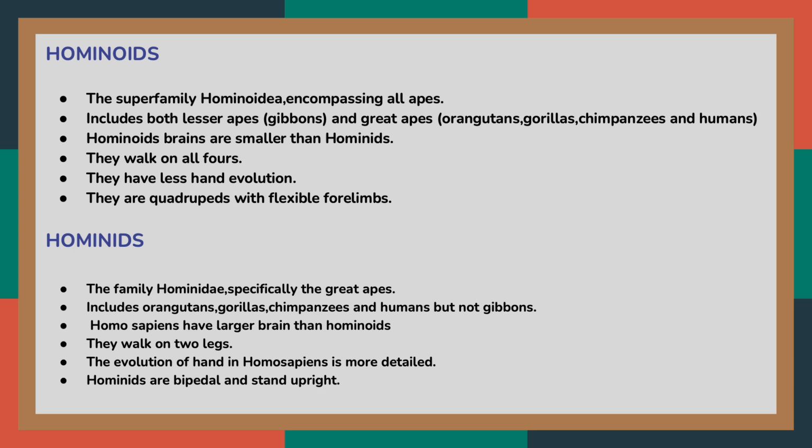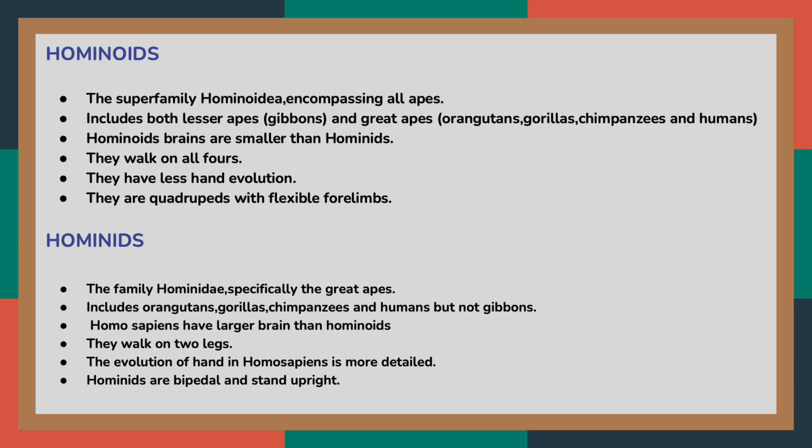Now let's find out the meaning of terms like hominoid, hominids, and hominin. First one is hominoid. The superfamily Hominoidea encompasses all apes. It includes both lesser apes and greater apes. Lesser apes like gibbons and great apes like orangutan, gorilla, chimpanzee and humans as well.